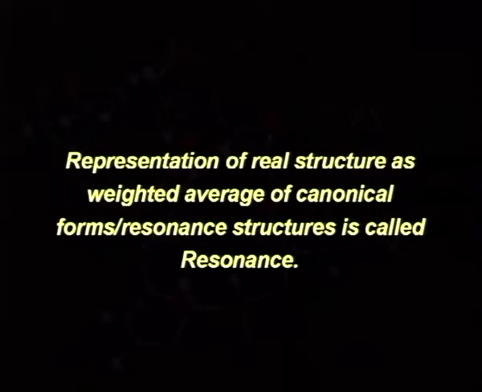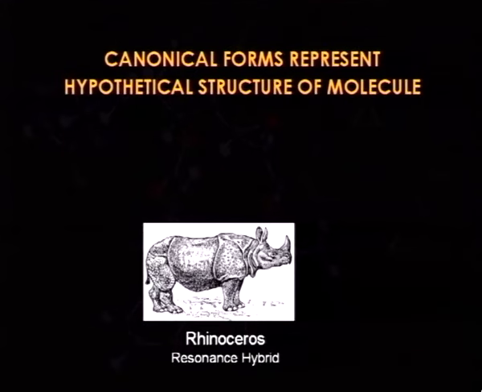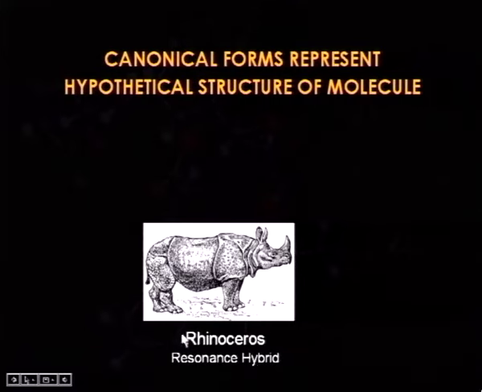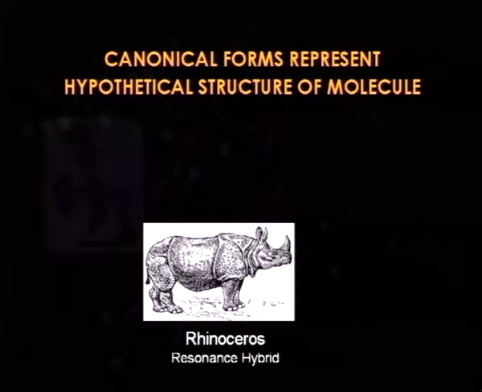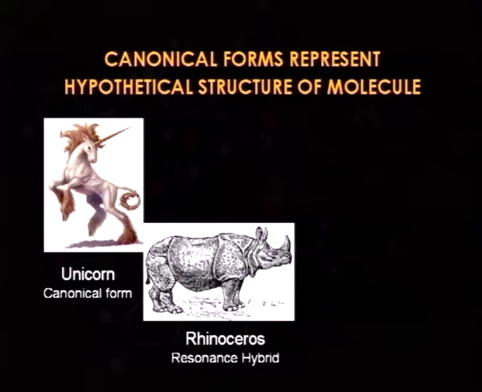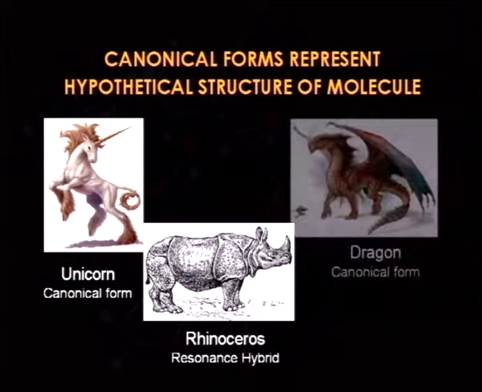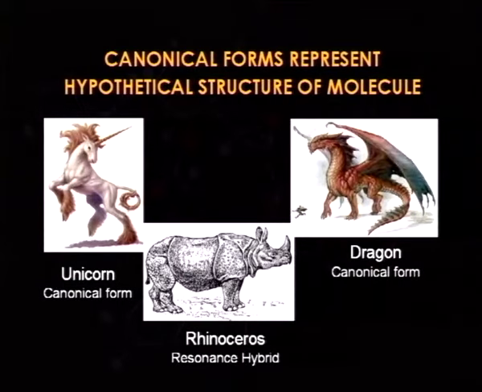We can further understand this concept by taking the example of the rhinoceros, which is considered to resemble the characteristics of a unicorn, a hypothetical animal, and a dragon, another hypothetical animal. So, unicorn and dragon can be considered as canonical forms, and the overall resonating hybrid is the actual animal, which is the rhinoceros.